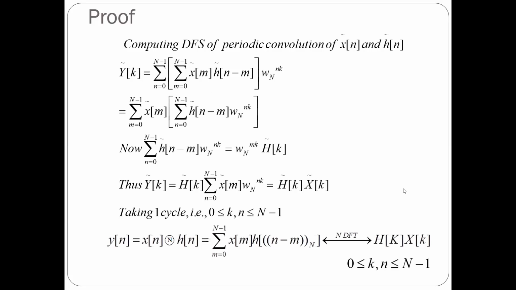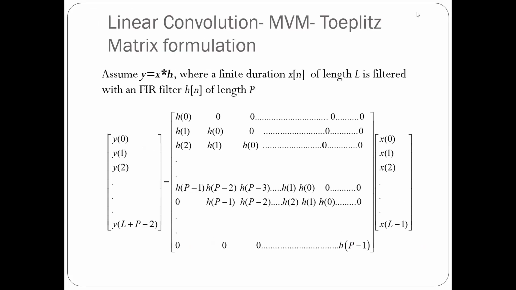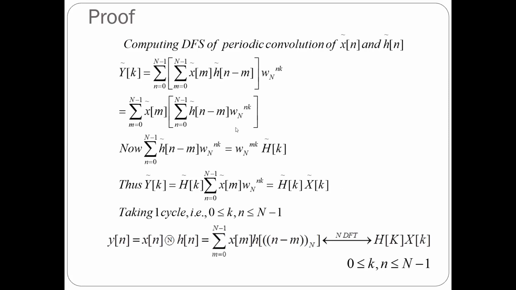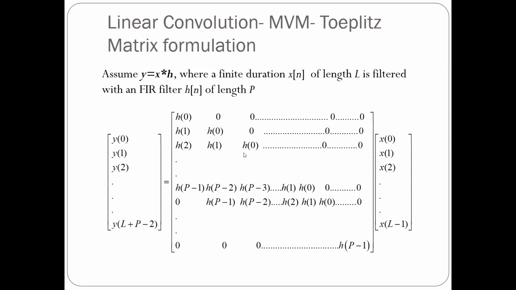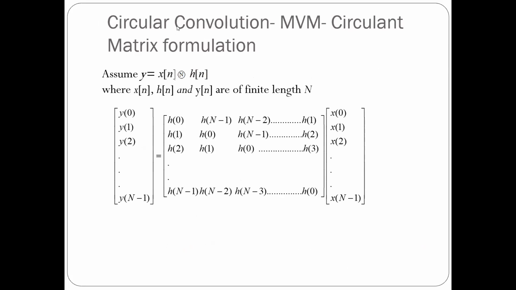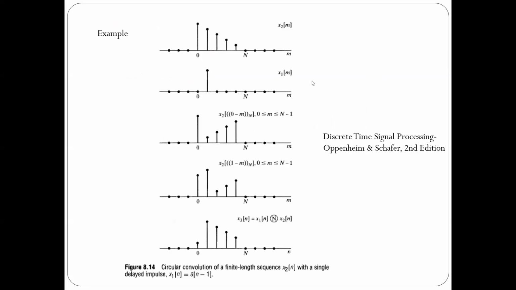Okay, so this is the proof of the discrete convolution theorem. Now, this we had discussed in the previous class. You know that linear convolution can be represented as a Toeplitz matrix formulation, and circular convolution can be represented as a circulant matrix formulation. You had discussed in the previous class, without any proof, that if you do an L plus B minus 1 point circular convolution, you get the same result as the linear convolution. So now we will try to prove that.